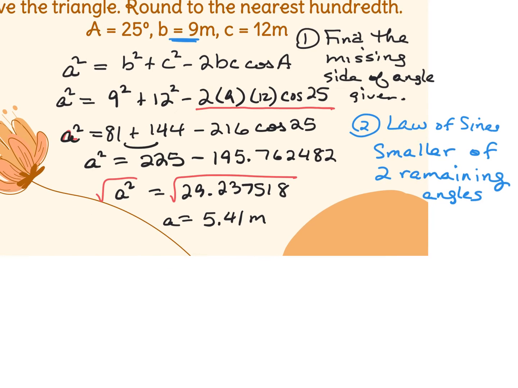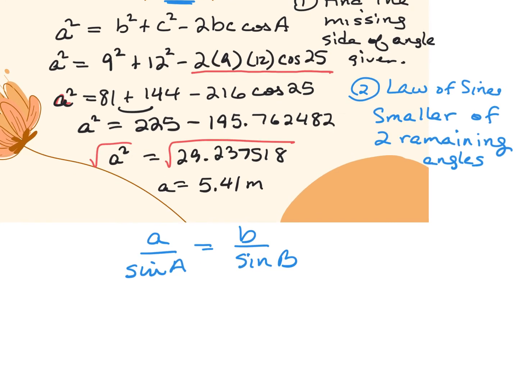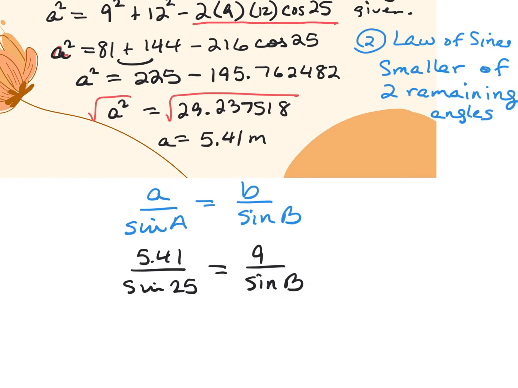And I'm using law of sines again in my step 2. So I'm going to be setting up A over sine A, because I have both of those pieces of information, and then B over the sine of B, because angle B is smaller than angle C. I'm going to fill in my numbers. 5.41 is side A. Angle A was given to me, it's 25. Side B was given to me, it's 9. But I don't know angle B. I'm going to cross multiply.